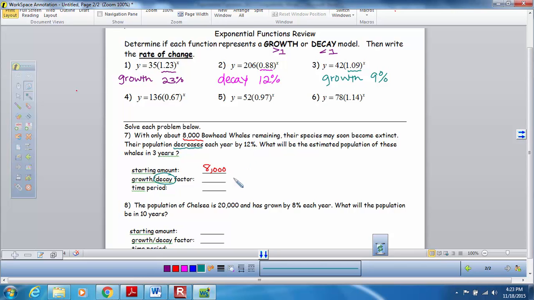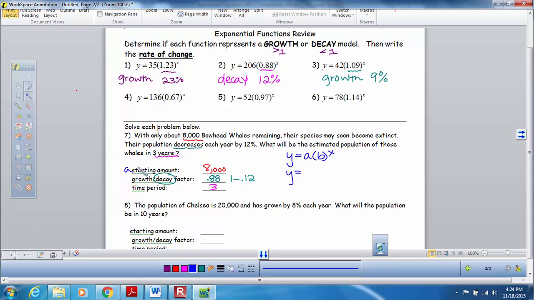So remember, to get this we have to do 1 minus 0.12. So our decay factor would be 0.88. Then we look at the time period. We want to estimate the population of these whales in 3 years, so our time is 3. If you remember from the beginning, our formula for this is y equals a times b raised to the x. So we're just going to plug this in.